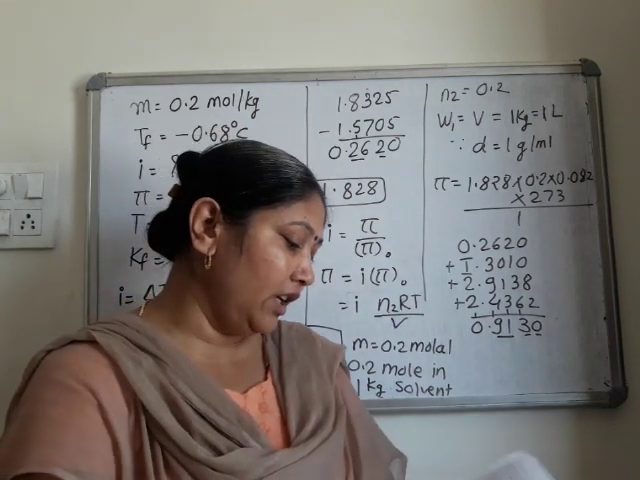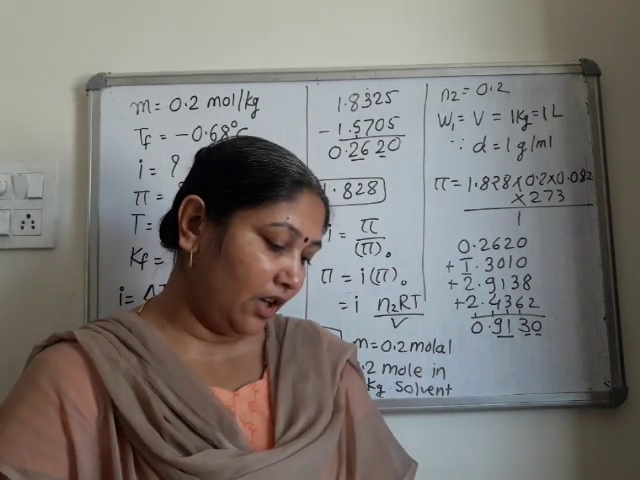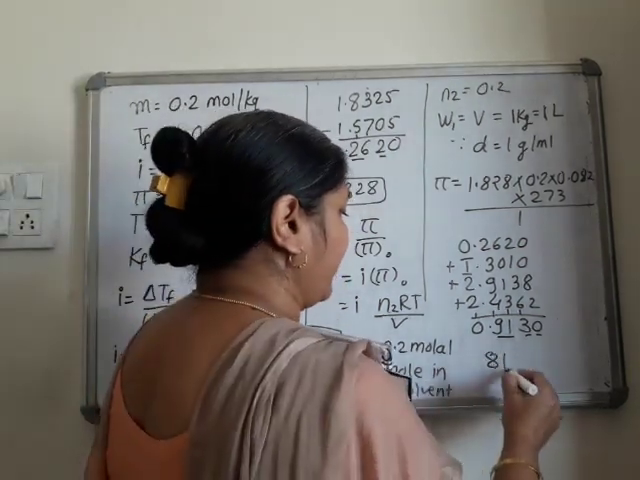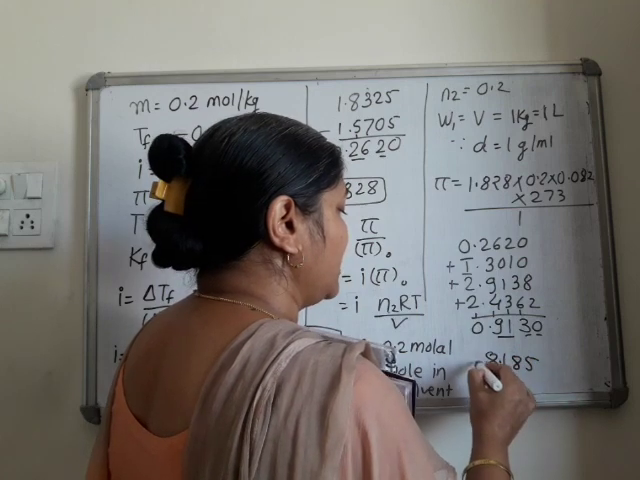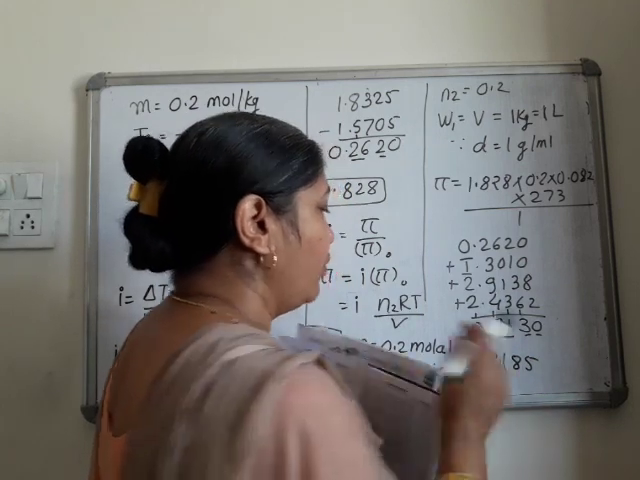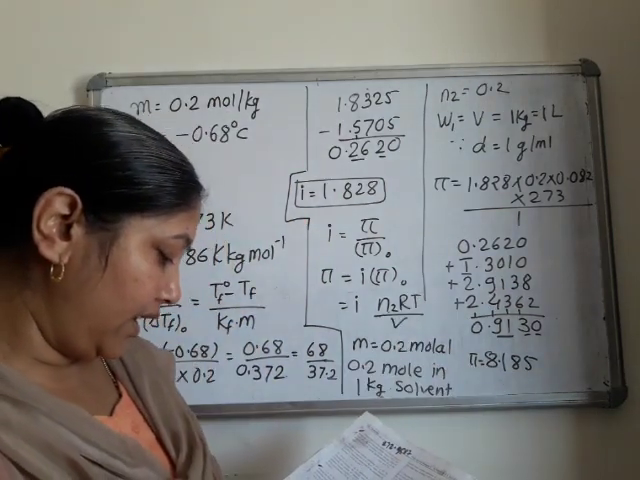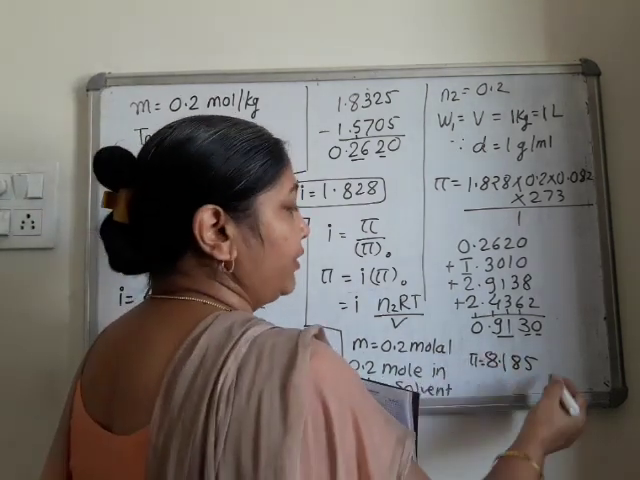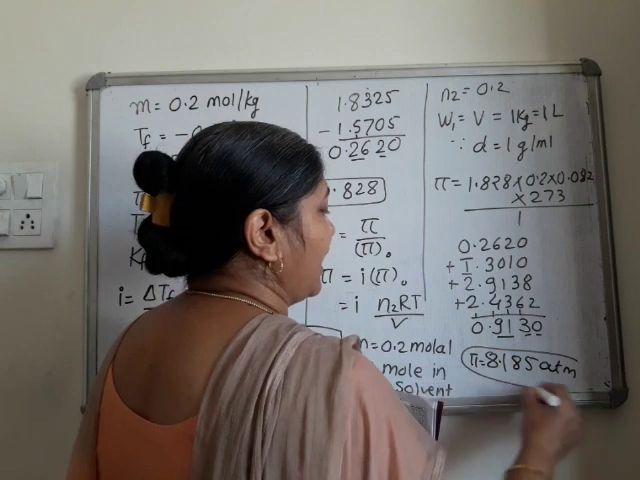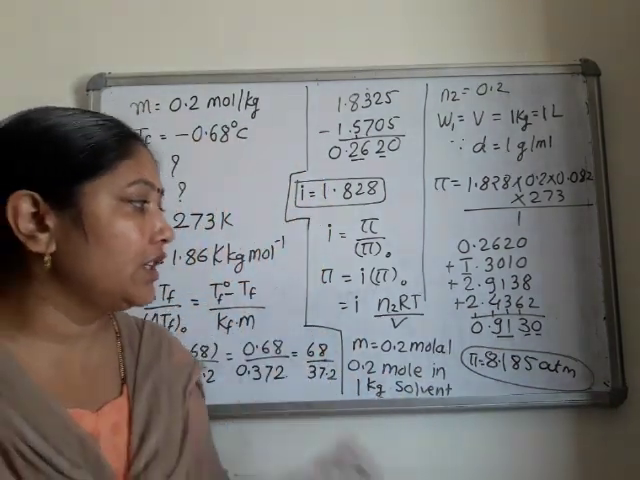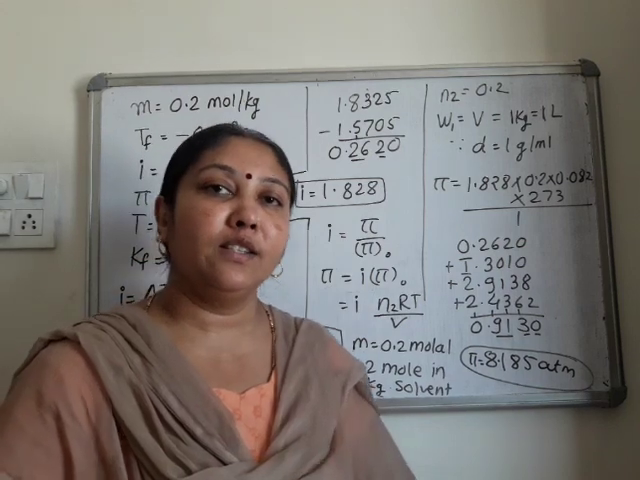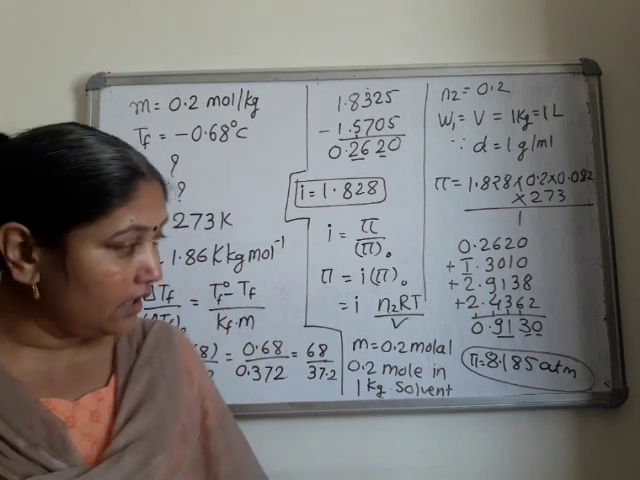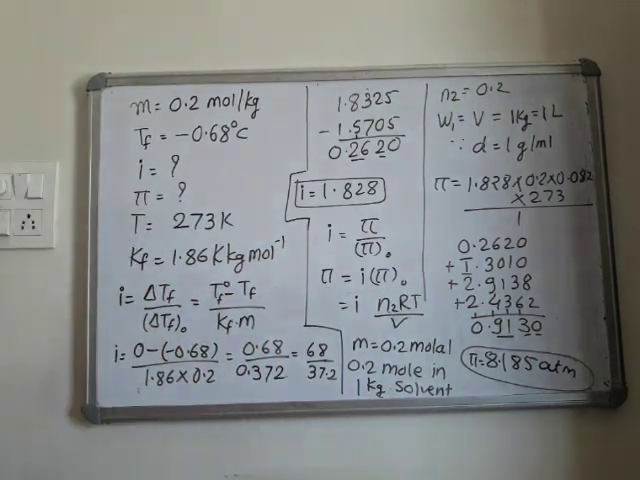So we have to see its antilog. 0.913 comes 8185. Characteristic is 0. So this is 8.185. Yes, answer is 8.19. And what will be the unit? Atmosphere, because we have taken R in liter atmosphere. So expected unit of pi is atmosphere. Okay, so pi is 8.185 atmosphere. Complete this.